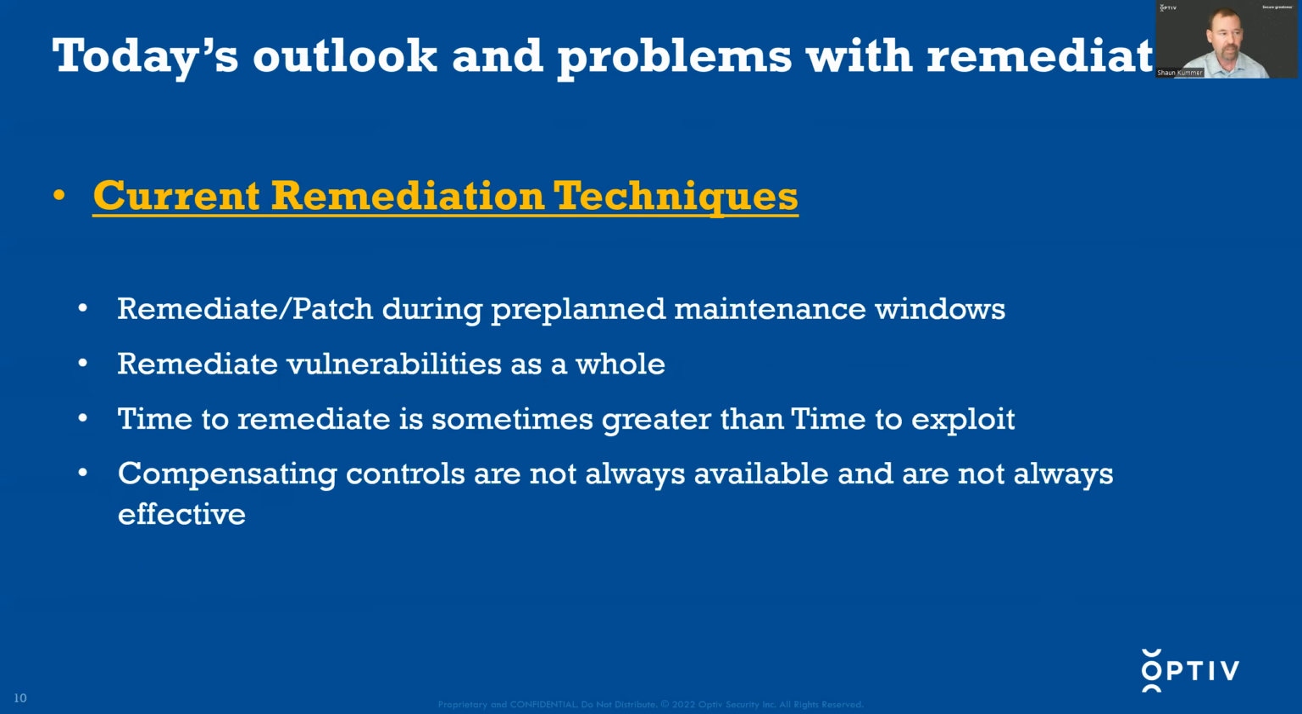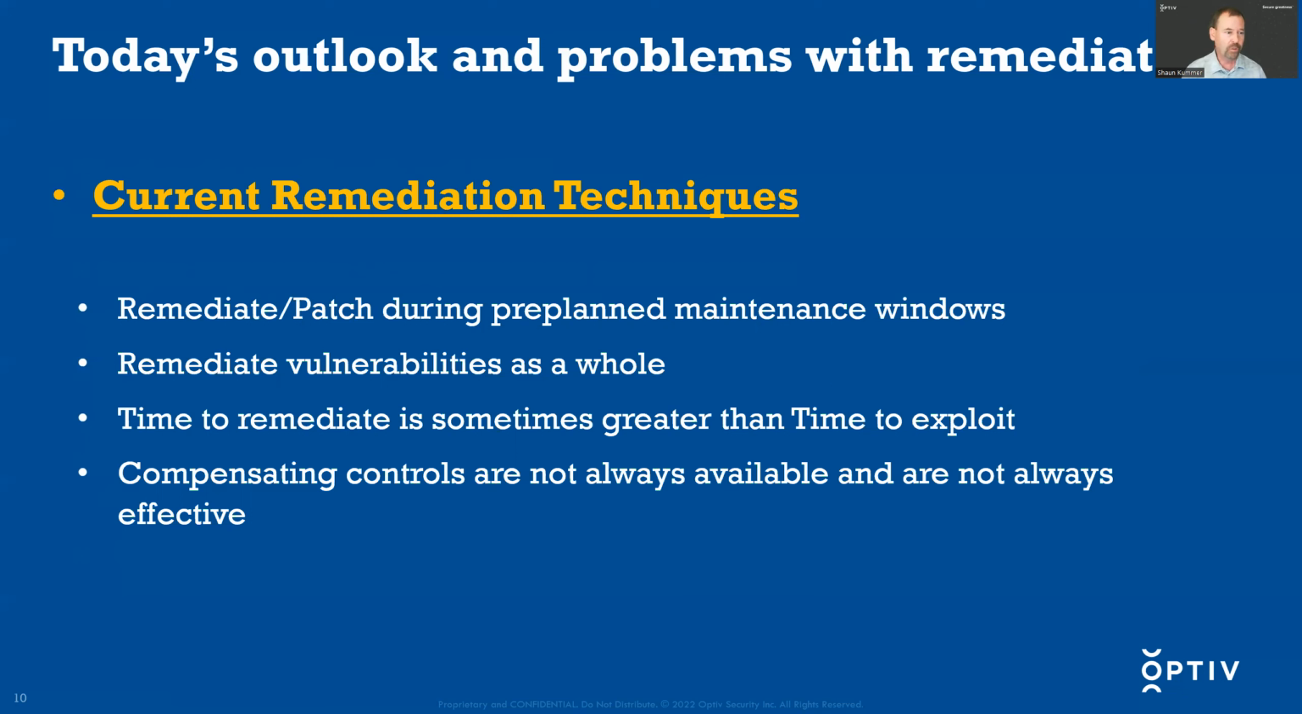So, current remediation techniques. Right now, a lot of times organizations are patching during pre-planned maintenance windows. Well, that maintenance window could be 30 minutes, so they can only maybe do 200 or 300 different systems, and then it gets carried over to the next maintenance window. And that's the kind of shotgun approach where we're giving the remediation teams an all-vulnerability report, and they don't know what to remediate first.